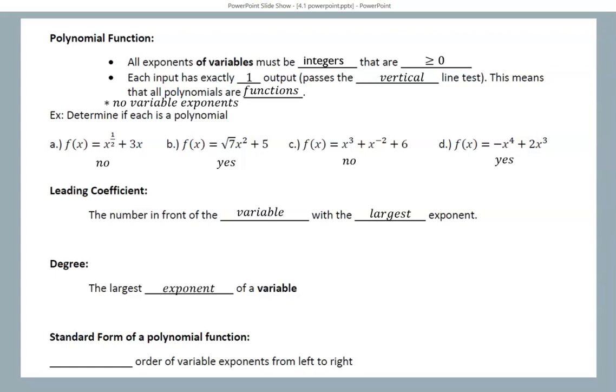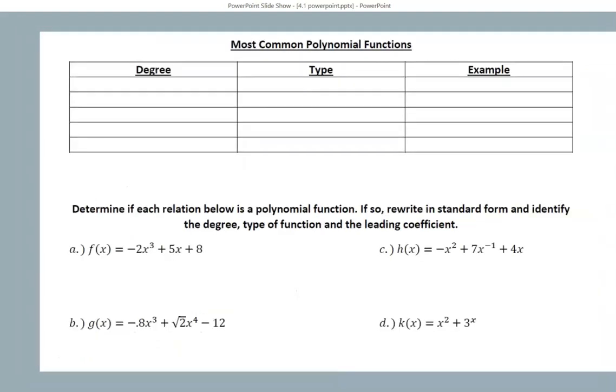The next one is the degree of the polynomial function, which in short is the largest exponent. So if you look at D up top here, the degree would be 4, and the leading coefficient would be -1. Last part there is that standard form I mentioned before is it should be in descending order, meaning from highest exponent to lowest exponent, going from the left to the right.